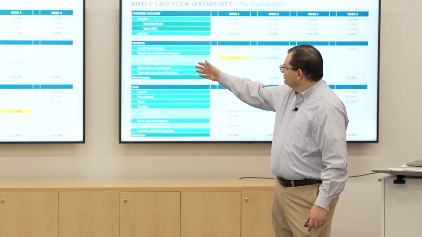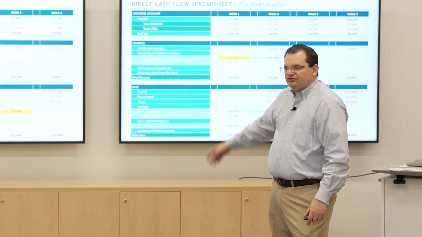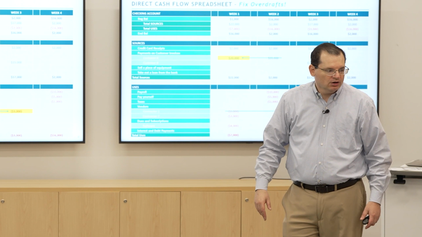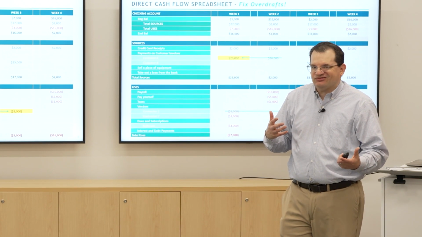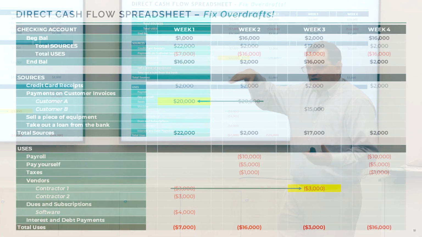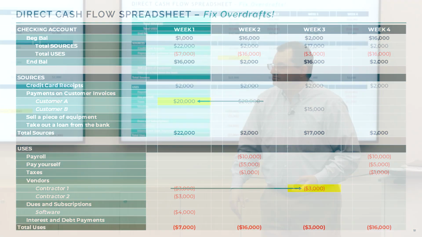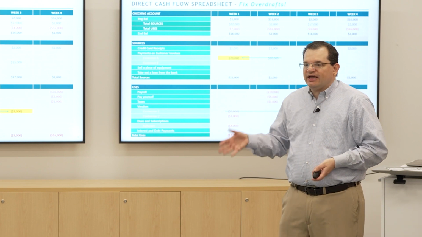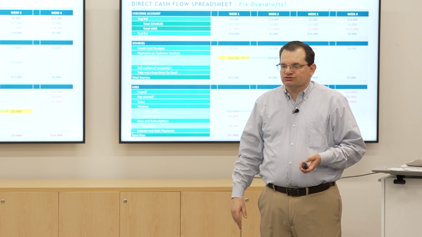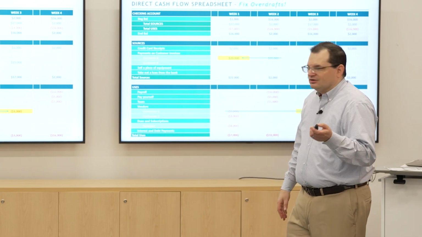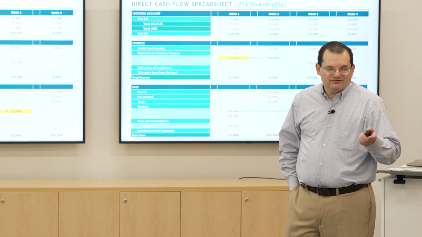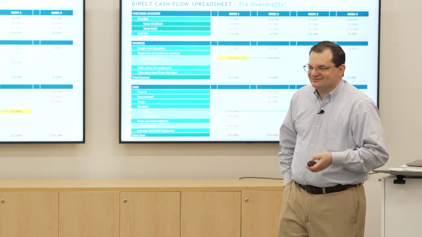And then all of a sudden, you can see that now the ending balances through the month work. We don't have any negative balances during the month because we're ending week 1 with 16,000, ending week 2 with 2,000, week 3, 16,000, week 4, 2,000. So we now have a cash flow that works. I can send you guys these slides if they help. You don't have to take every picture.